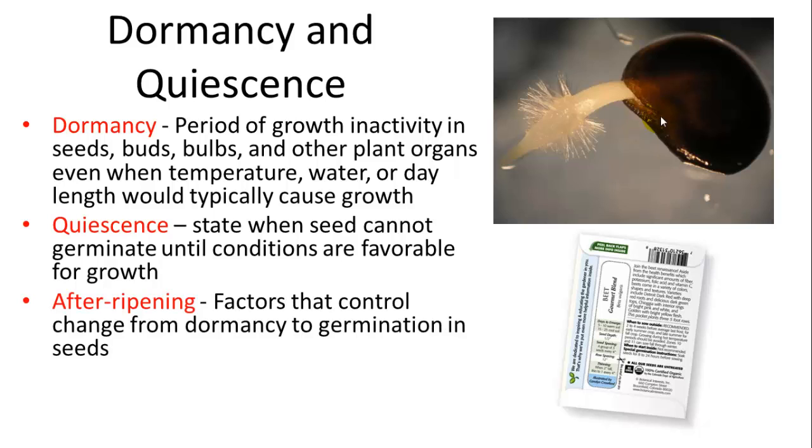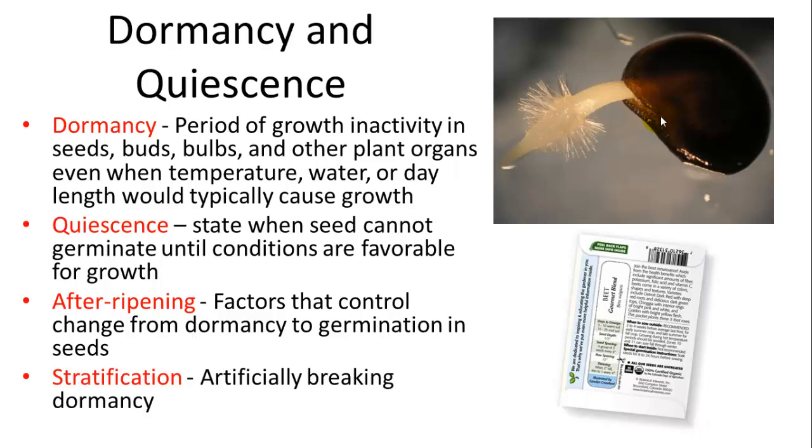After-ripening refers to factors that control changes from dormancy to germination in seeds, and you can artificially break dormancy and cause germination through a process called stratification. That's going to be different depending on the type of seed. Alright, that's it for our plant behaviors and growth and development.